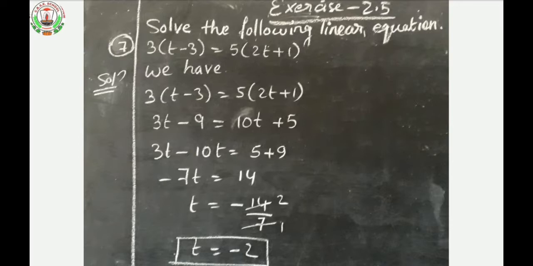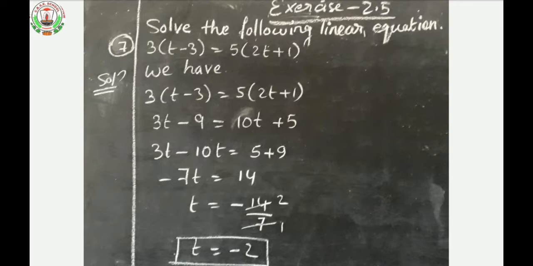Why is it minus 7t? Because 10t is greater than 3t. So whichever number is greater, its sign comes in the answer. Equals 5 plus 9, that is 14. Now the equation we get in the next step is minus 7t equals 14.